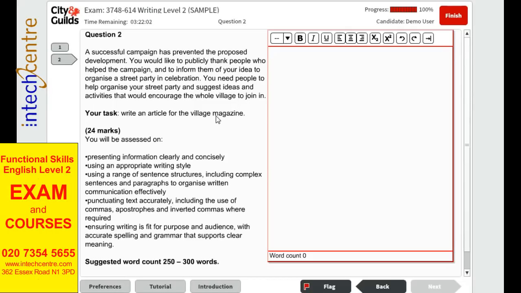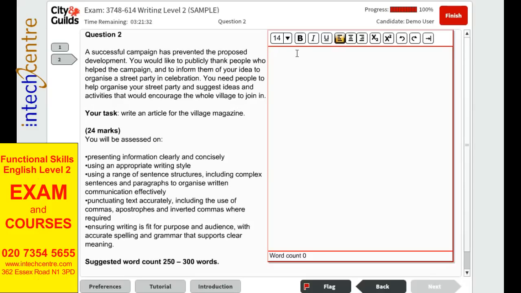You're trying to encourage people to join in, so I'd say you try and use persuasive language to help encourage people and persuade them to come and join the street party. So, again, it's 250 to 300 words for this question as well. As I said, all of them are pretty much the same length, about 250 to 300 words you should be looking at. Okay, so firstly, we are just going to try and formulate a title for this article.